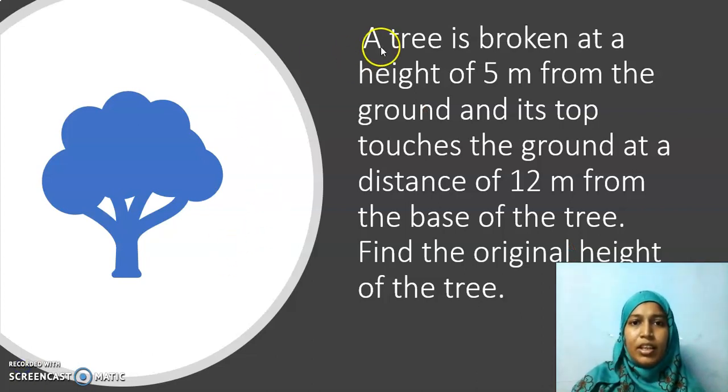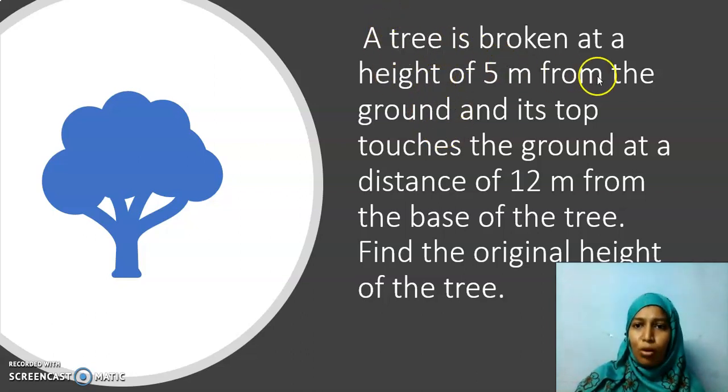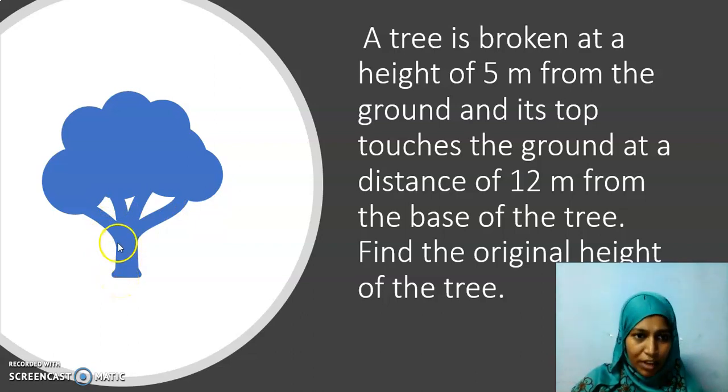Here the question is, a tree is broken at a height of 5 meter from the ground and its top touches the ground at a distance of 12 meter from the base of the tree. Find the original height. Just by reading once, you will not understand anything. So let us read again. A tree is broken at a height of 5 meter from the ground. From the ground, leaving out 5 meter, the tree has broken. Up to this, it is standing erect. After this, this part of the tree has fallen down.